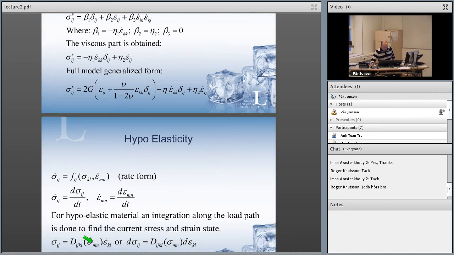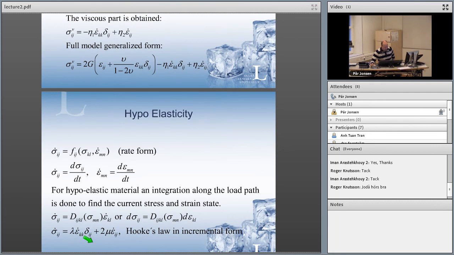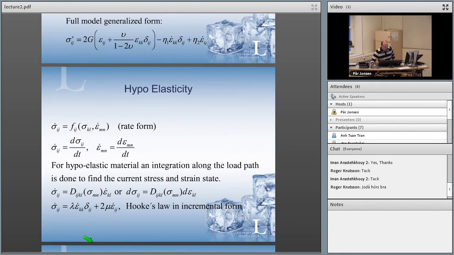Okay, the last part, hypoelasticity. It's the more advanced model. It's written in rate form. So it's dependent on the strain rate of the system. You have the stress that you have in the system, but also the strain rate that you have. That will determine the response in the end. This is important.